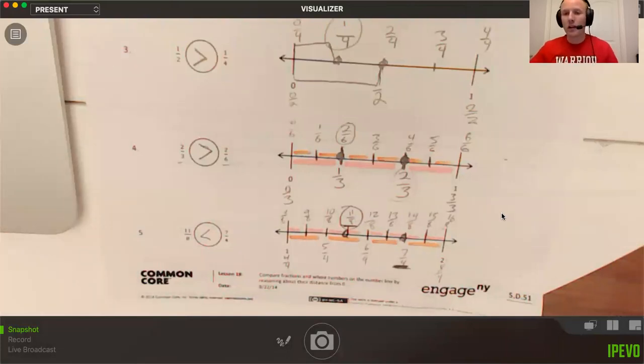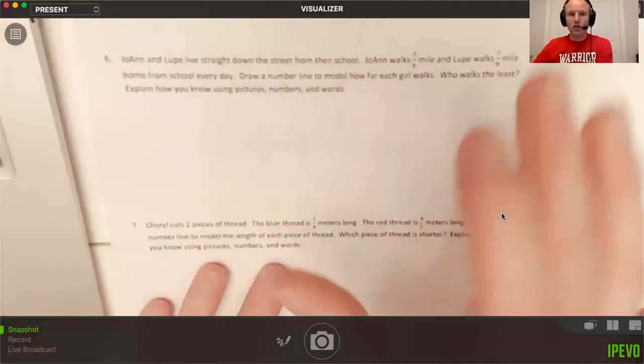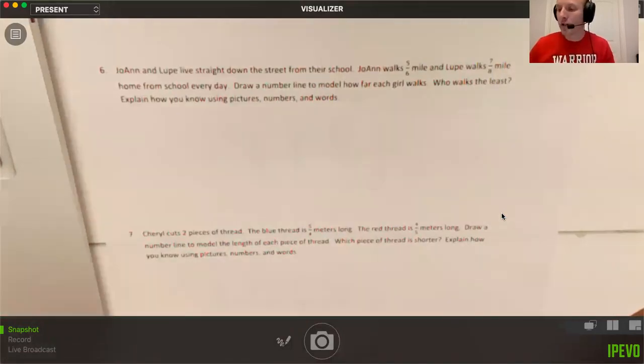Okay, let's take a look at the back. Joanne and Lupe live straight down the street from their school. So that means it's a straight line. We're not taking any turns or anything. Joanne walks 5/6 miles and Lupe walks 7/8 mile home from school every day. Draw a number line to model how far each girl walks. Who walks the least? Explain how you know using pictures, numbers, and words.